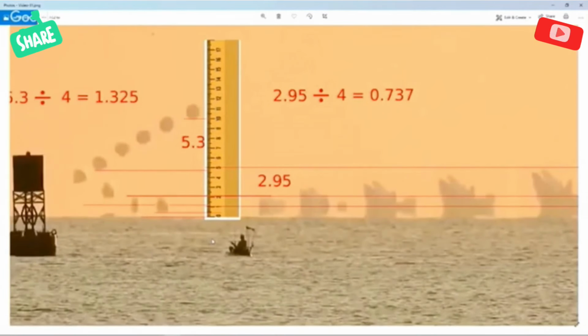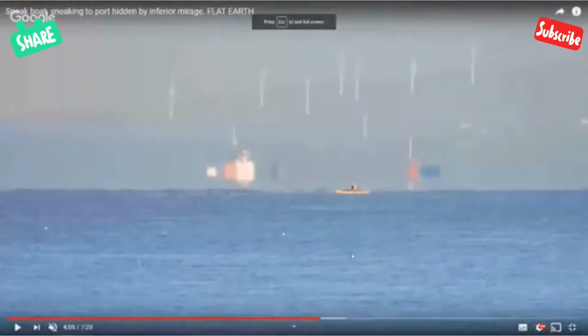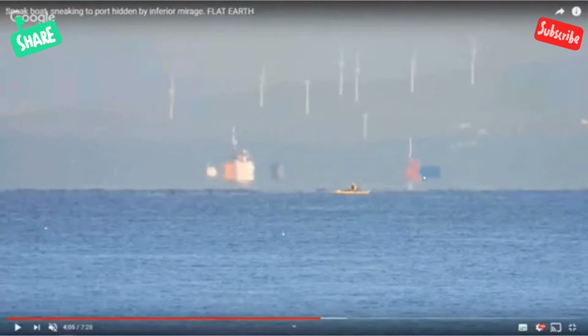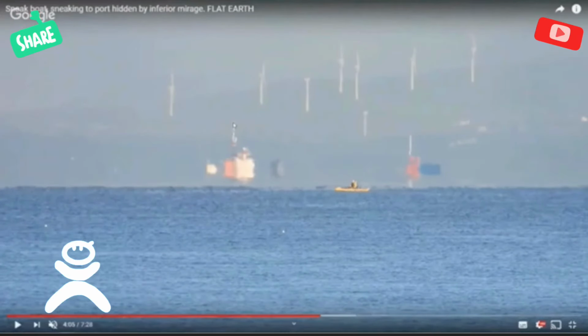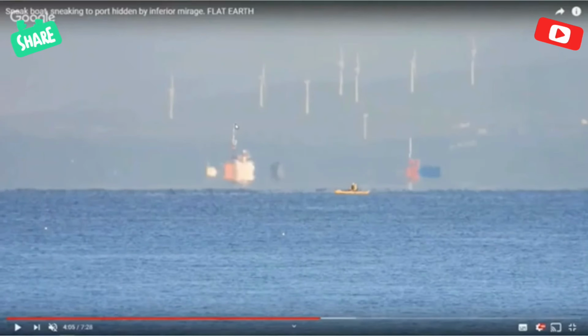Ranty, why does it disappear? It goes behind the inferior mirage. There we go. Here's a boat behind the inferior mirage, Brenda. This is a boat that's about 90 feet tall. What I find really funny, Ranty, is today's argument you say that nothing can be occulted. Half of the boat is hidden behind an inferior mirage.